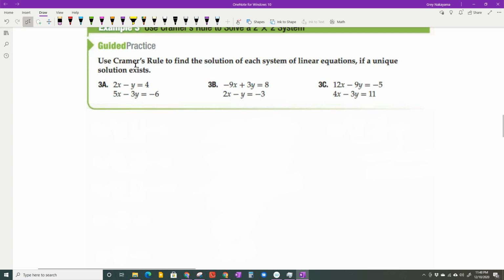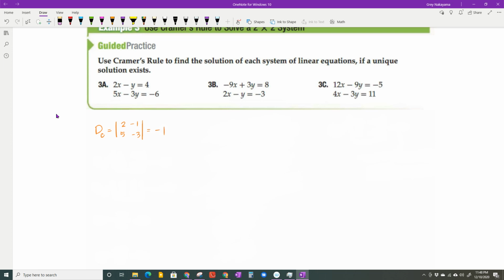So on this first one, we're going to find the determinant of each of these, and I'll tell you in Delta Math you have to find all of these. So this first one is the determinant of my coefficients. My X coefficients are 2 and 5. My Y coefficients are -1 and -3. If I do a downhill minus an uphill, then I'm going to get -1.